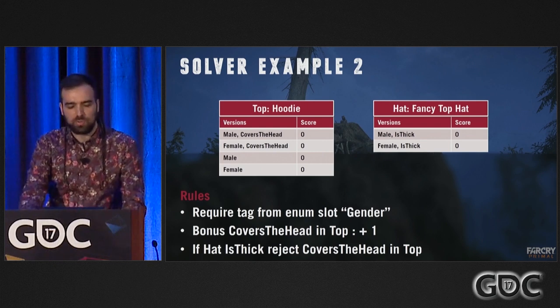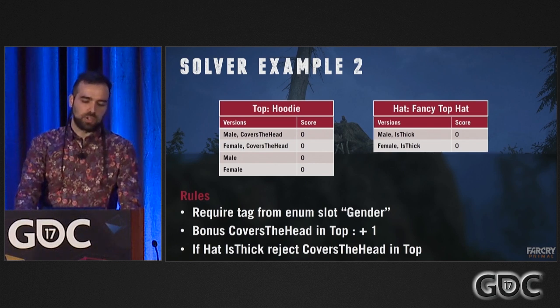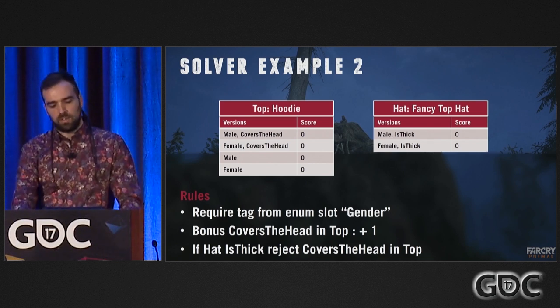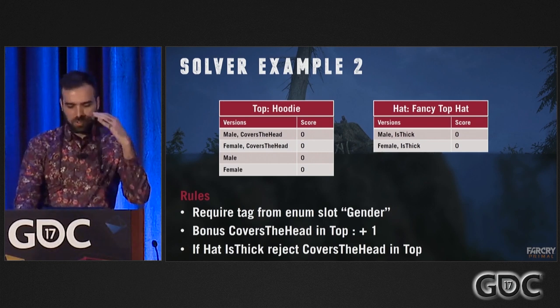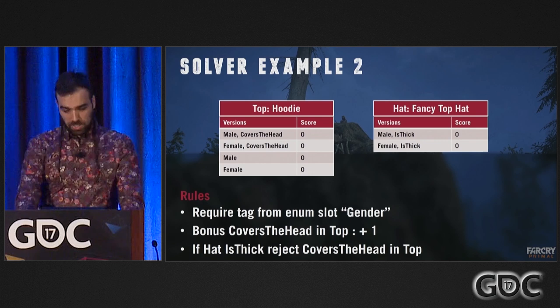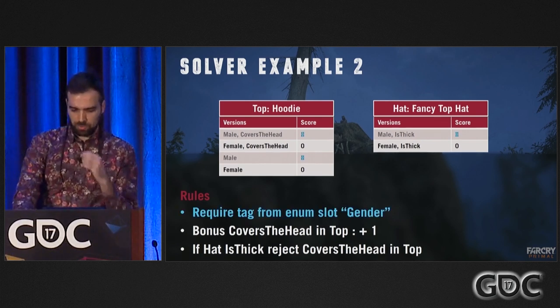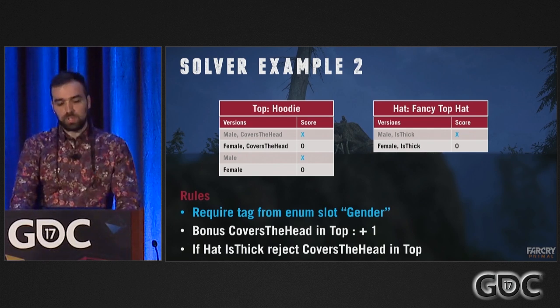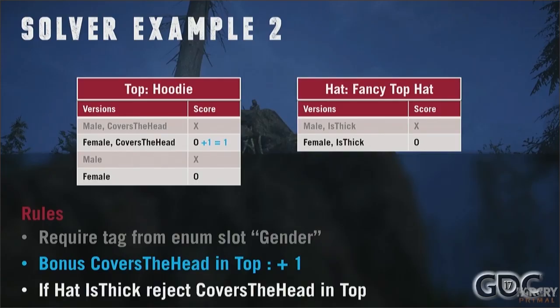Now you can see that the hoodie has 4 meshes, male and female version again, but this time there's the covers the head and the doesn't cover the head versions. The hat has only 2 versions, and they're both thick because the hat does not fit under a hood. Once again, we initialize the score of 0 to all the mesh versions, and then we run through the rules. The gender rule is going to eliminate half of the choices again. Then the default selecting rule bonus is going to try and select the version with the hood on, so we give a bonus score to the female hood.